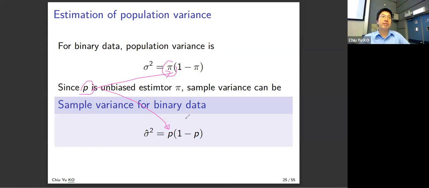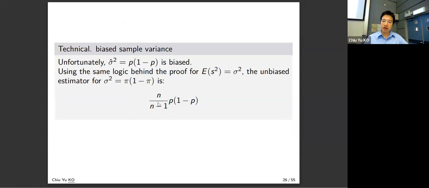Because remember, this is different from the case where we have non-binary data. You should think about the n and n minus one thing. Why don't we adjust this? You may ask why I don't calculate the standard way. We would have to multiply by n over n minus one, and this is unbiased, true. So the question is, why don't we use this in all our textbooks?